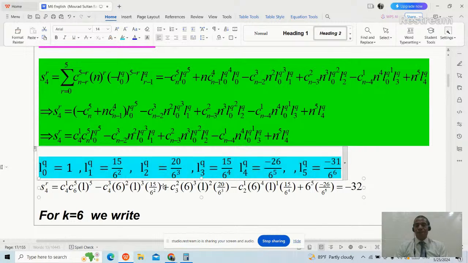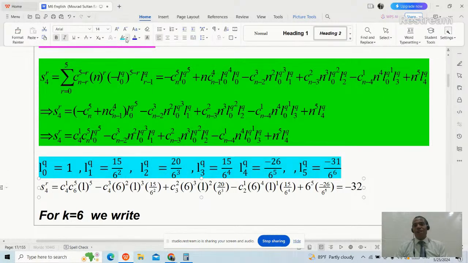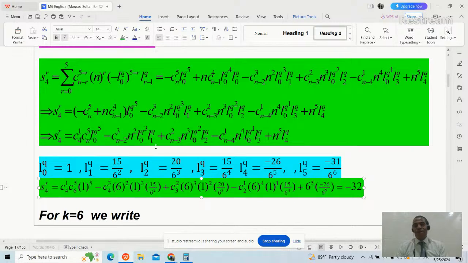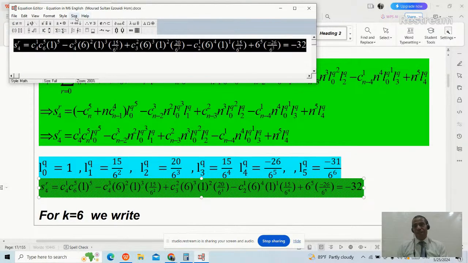Therefore, I will use this one. It's very important, learners, to find the value of S4. After that, we should find the value of S5. I will make it bigger for you so that everyone can see.